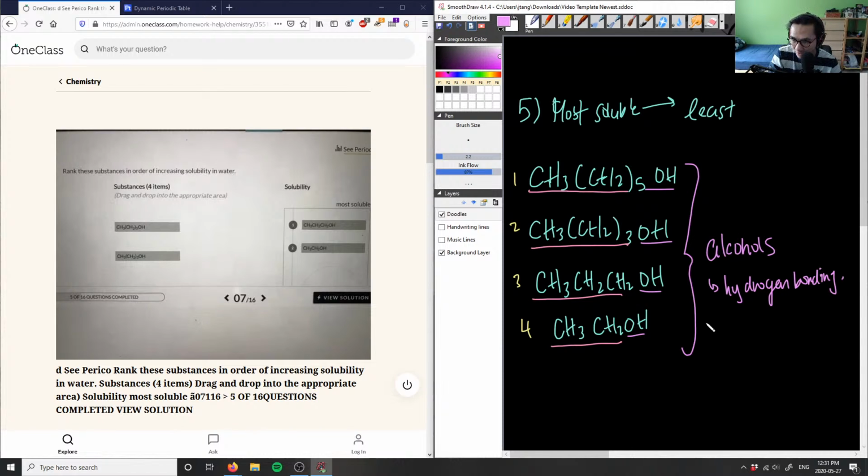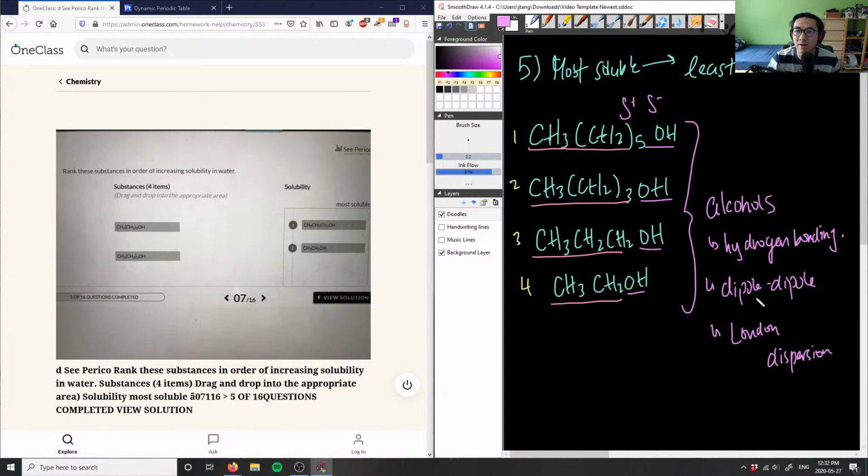We also have dipole-dipole forces, because the electronegativity difference between carbon and oxygen exists. So we have a large difference of electronegativity, and therefore there's a partial positive on this carbon and a partial negative on this oxygen. It's pulling electron density away from the carbon, which is great. And then obviously we have London dispersion.